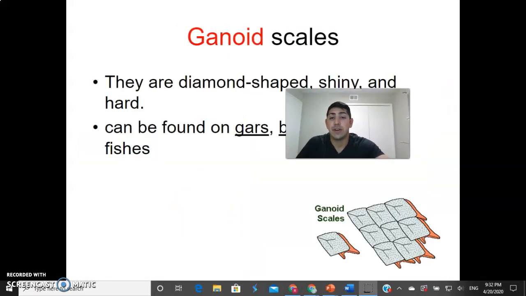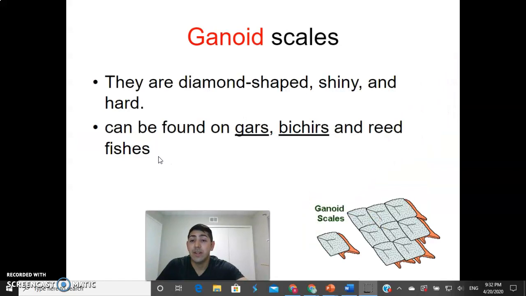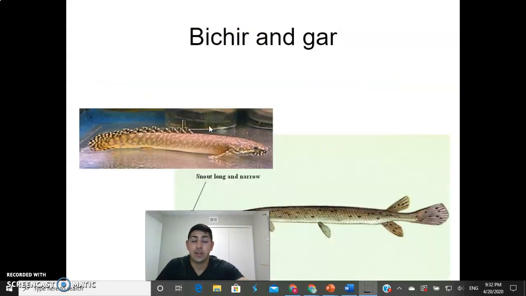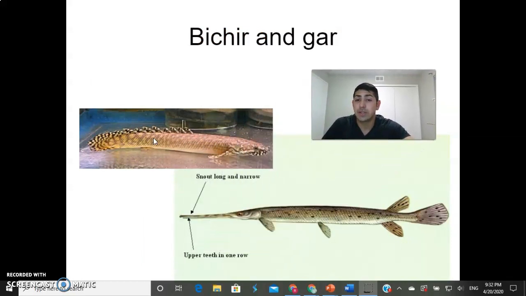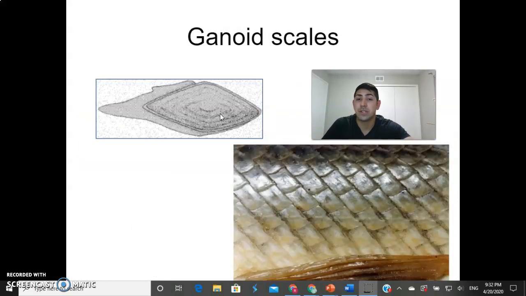Next is ganoid. They are diamond-shaped, shiny, and hard, and they can be found on gars, bichirs, and reedfishes. And here's a gar and a reed bichir, sorry. And they're very similar looking. All of them are going to be this really elongated type of fish, and they're very diamond shaped. You can see that here, and they're very tough.